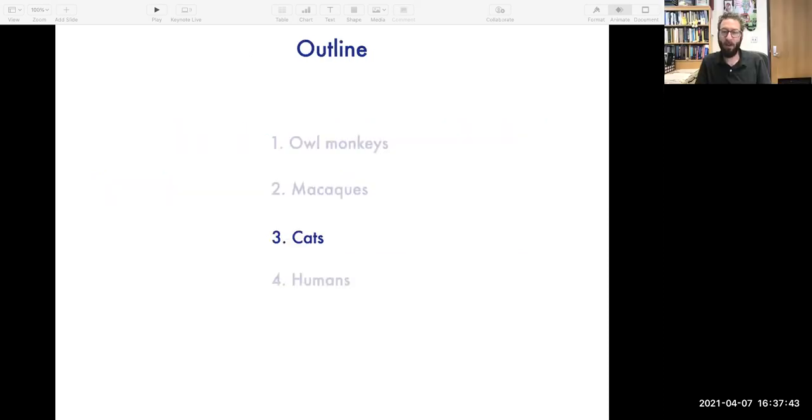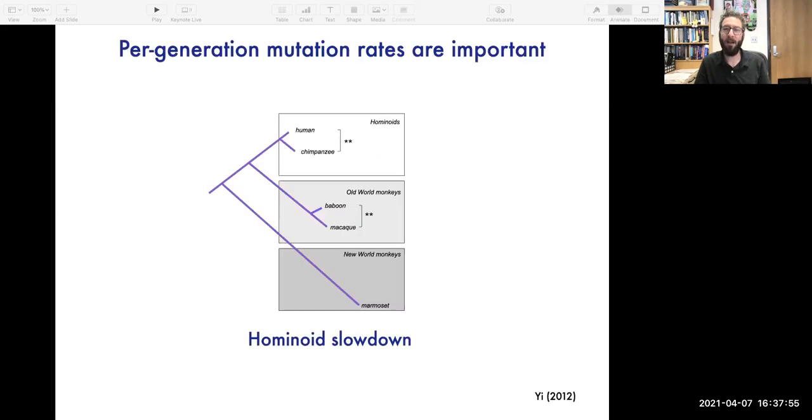Okay, so before I get to cats, I'm going to take a little detour and again stress why it's important to know these functions and how understanding mutation rates helps us. I'm going to return to this hominoid slowdown question. Why is it that nucleotide substitution rates are lower in humans and chimpanzees than baboons, macaques, and marmosets? Maybe I didn't say, but owl monkeys are New World monkeys, so they would be over next to marmosets somewhere. They would have this fast rate.